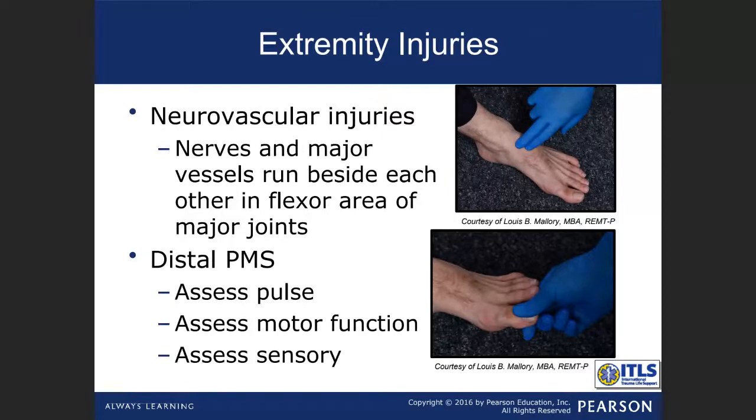All right, now, because the risk of neurovascular compromise is very high, it is important that the PMS assessment is incorporated. So neurovascular injuries, nerves and major vessels run beside each other in the flexor area of major joints. So it is important for us to check the pulse, motor function, and the sensory function.